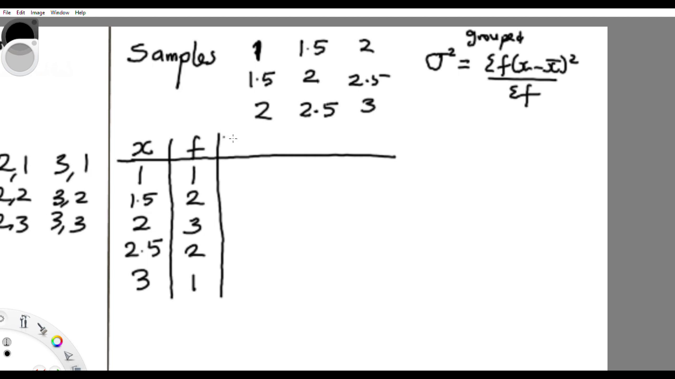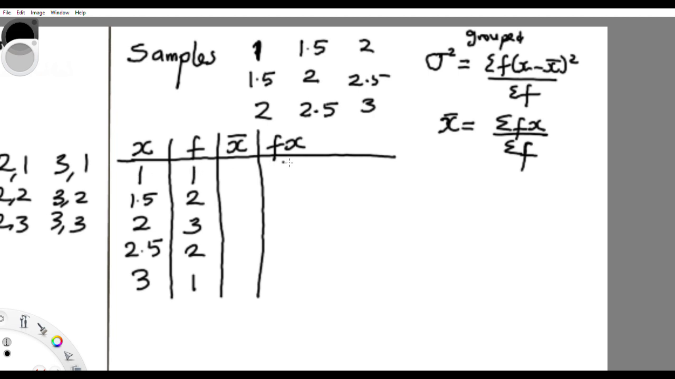We already know x. We need to know x bar, which is the mean. Remember, calculating the mean for grouped data is summation of f times x all over summation of f. So we need to know f times x, because we need the summation of f times x. So f times x, this is 1. F times x, this is 3. F times x, this is 6. F times x, this is 5. And f times x, this is 3.